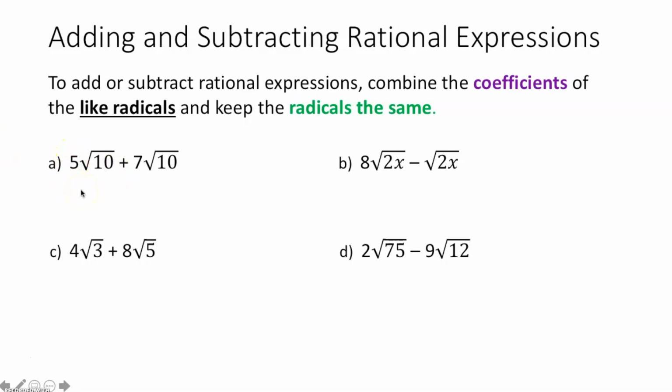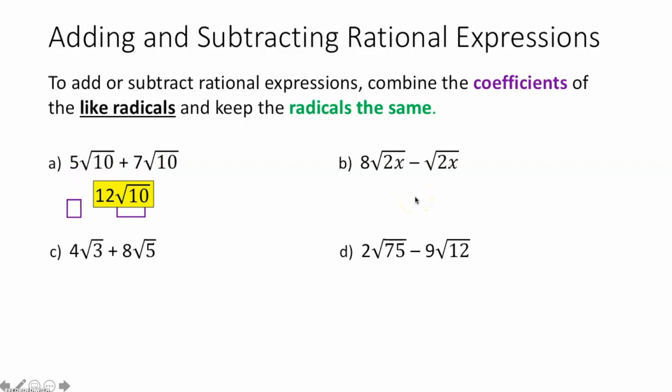Here, are the radicals the same? Do we have like radicals? Yeah, we have rad 10 and rad 10, which means our answer is going to be something rad 10. So we add those numbers out front, our coefficients. What's 5 plus 7? That's 12. So your answer is 12 rad 10. If you have 5 rad 10s and you add 7 rad 10s, you get 12 rad 10s.